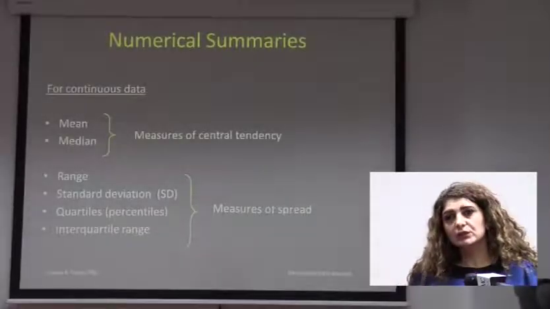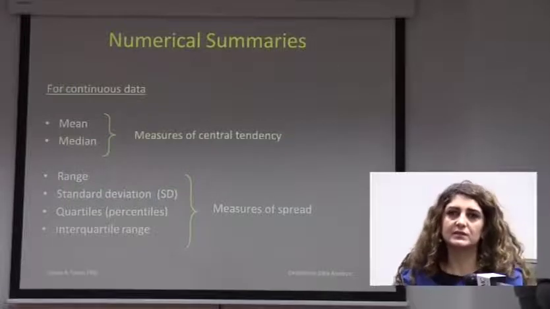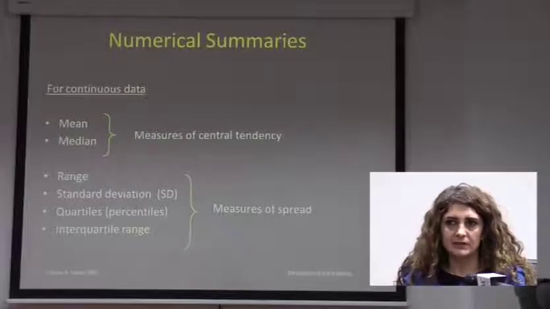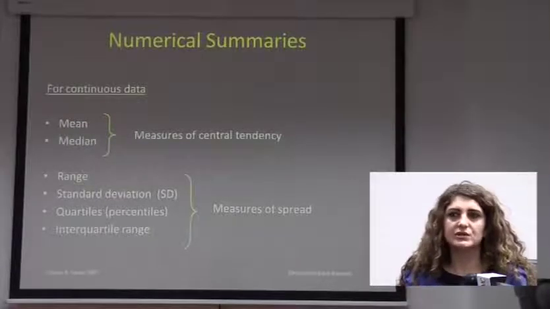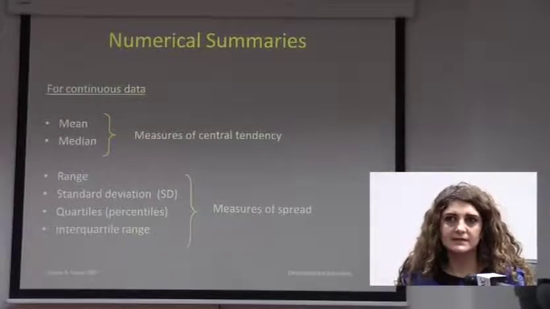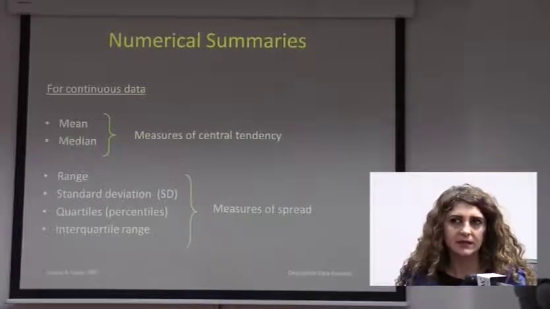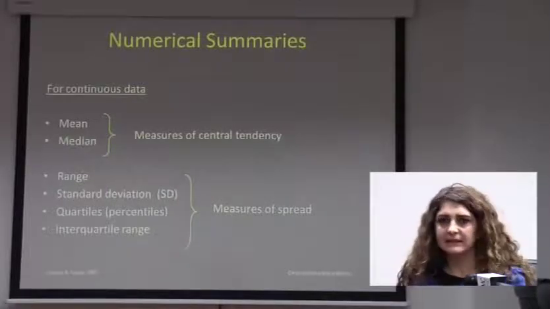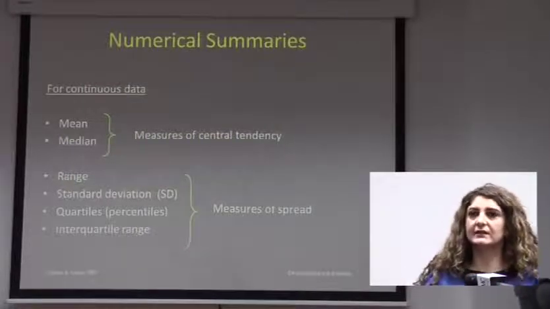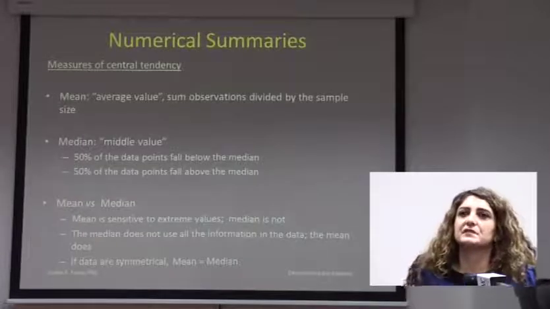When we move to continuous, there are actually a lot of variables that are used to describe continuous data. And we can divide them in two categories, measures of center and measures of spread. So the measures of center, they tell me where the center of the data is, and the two big measures of central tendency are mean and median. For the measures of spread, there are many, like the range, the standard deviation, the quartiles, and the interquartile range.